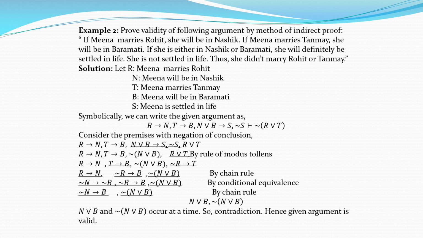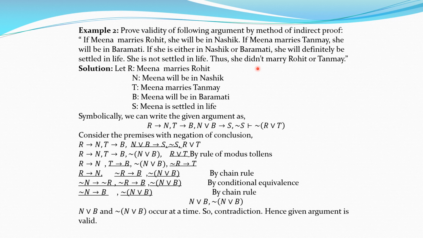Now see the second example. Prove the validity of the following argument by the method of indirect proof. If Meena marries Rohit, she will be in Nashik. If Meena marries Tanmay, she will be in Baramati. If she is either in Nashik or Baramati, she will definitely be settled in life. She is not settled in life. Thus, she did not marry Rohit or Tanmay. Whatever is given after hence, therefore, thus is nothing but the conclusion. So in this case, the conclusion is she didn't marry Rohit or Tanmay.